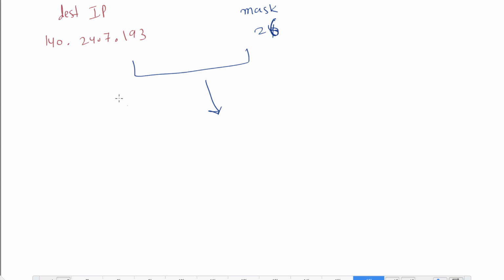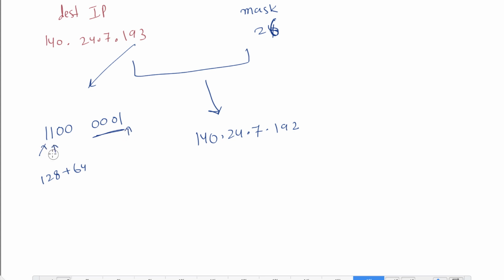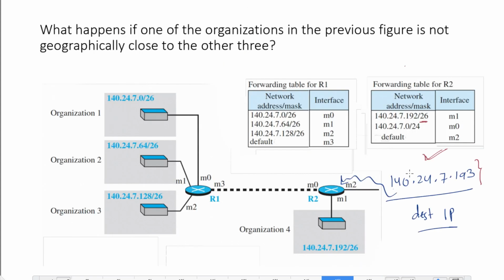If I apply the mask of 26, which means the initial 26 bits are fixed, then everything else is 0 for the network ID. So it will be 140.24.7.192. Why? Because 193 is just 1100 and then 0001. This is 192 plus 1, and 192 itself is 128 plus 64. This is how we are getting 193. Now if you apply this, you get this as the network ID, and since this network ID matches this network ID, it should ideally be forwarded to this organization or this interface, right?